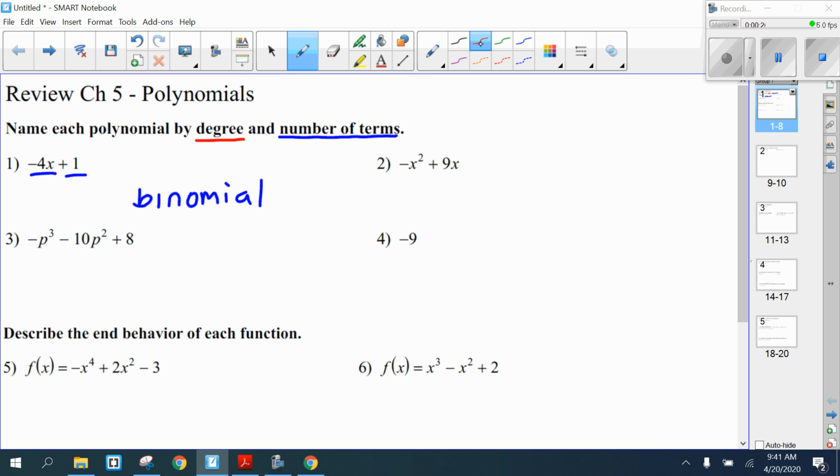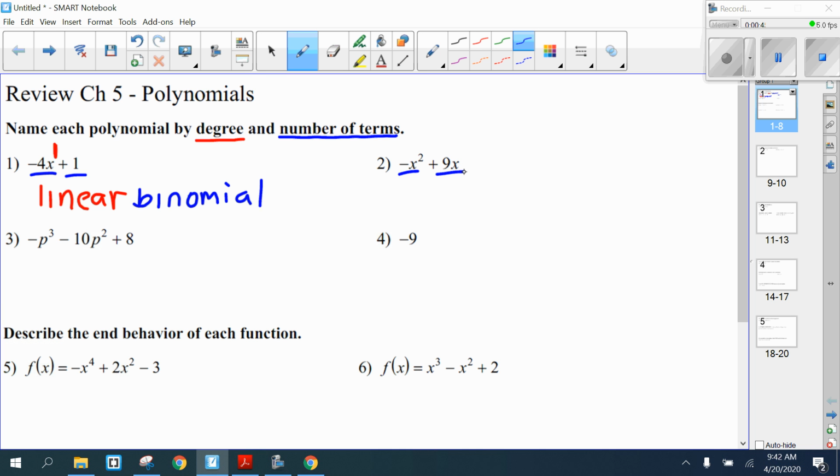For the degree, you're looking at the exponent on the variable, the biggest exponent on the variable. So this is degree 1, and degree 1 makes this linear. So name the polynomial: we have a linear binomial.